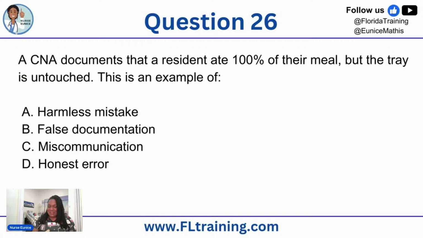All right, so question 26. A CNA documents that a resident ate 100% of their meal, but the tray is untouched. This is an example of A, a harmless mistake, B, false documentation, C, miscommunication, or D, an honest error?